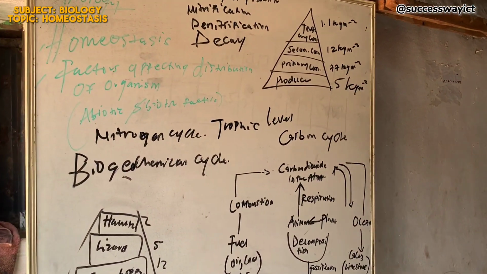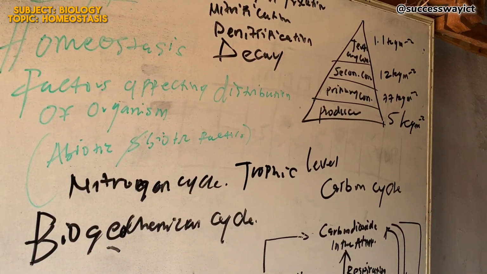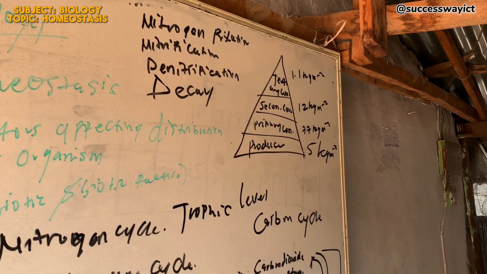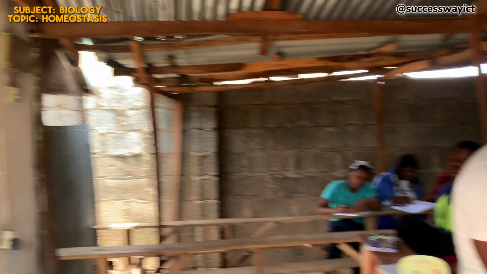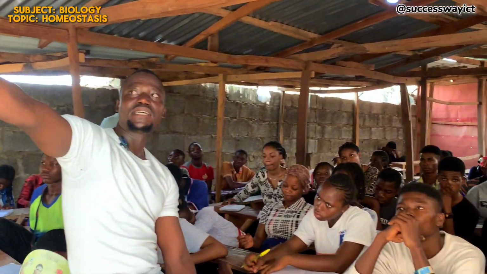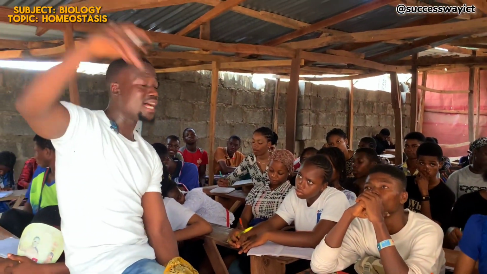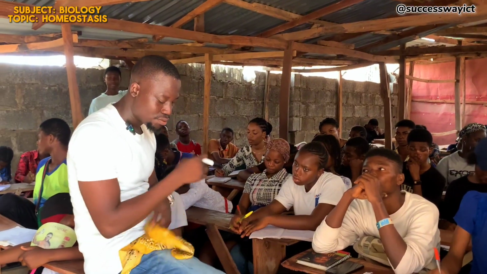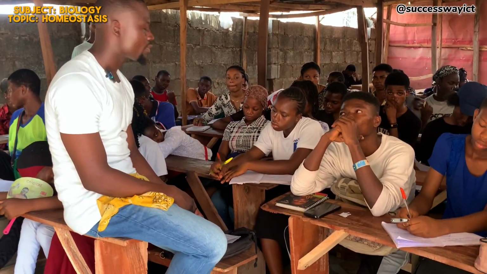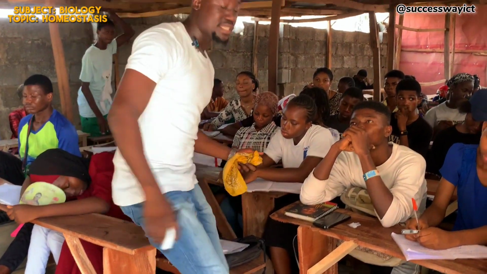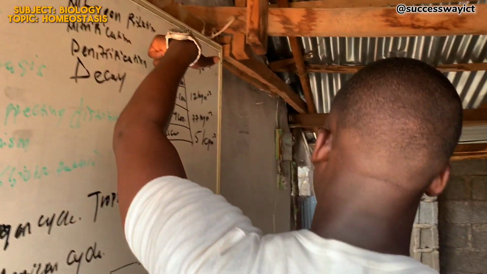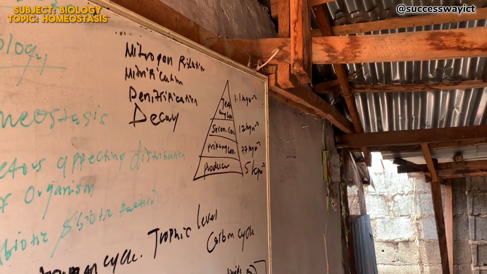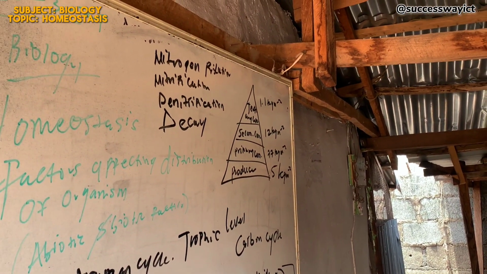Now, nitrogen fixation is carried out with the aid of what? Lightning. Are we together? During rainfall, the lightning splits the nitrogen in the atmosphere into nitrous oxide. Once it splits the nitrogen, it comes down with the water and then comes down to the soil as nitrate. Are we together?